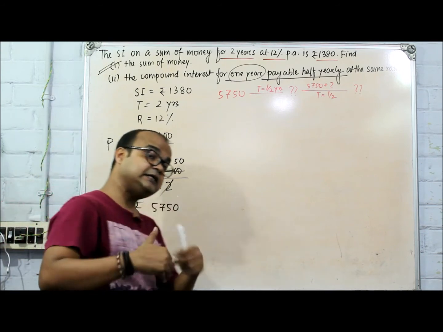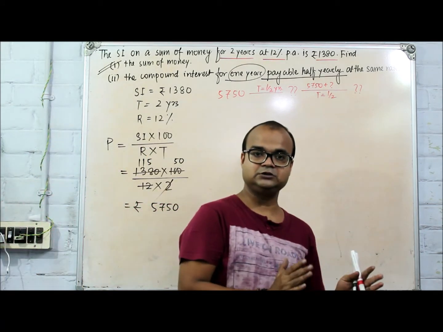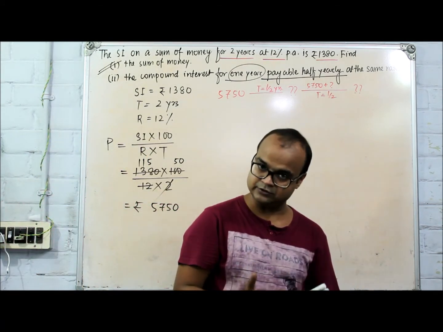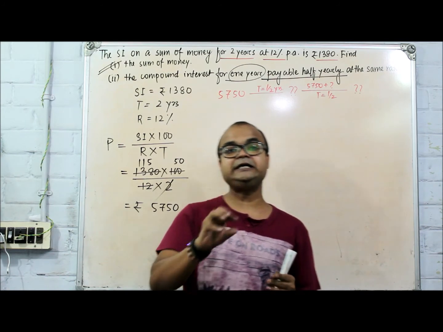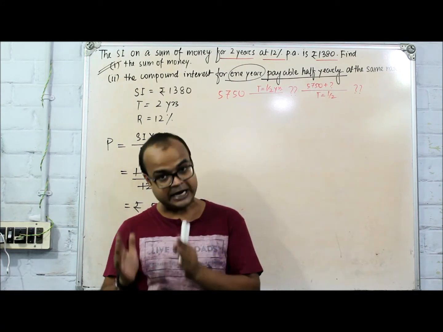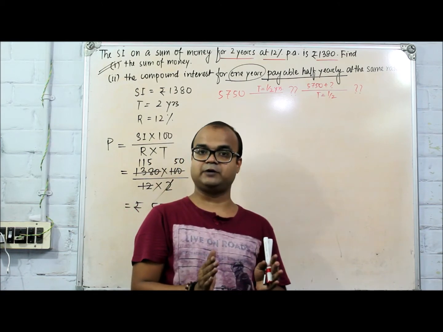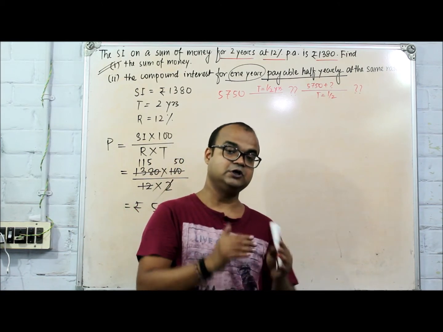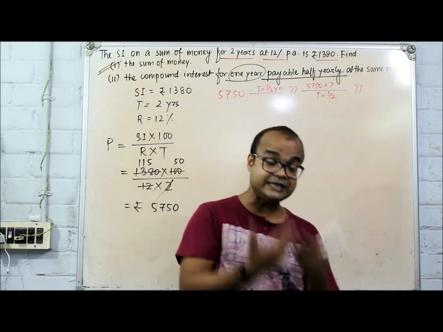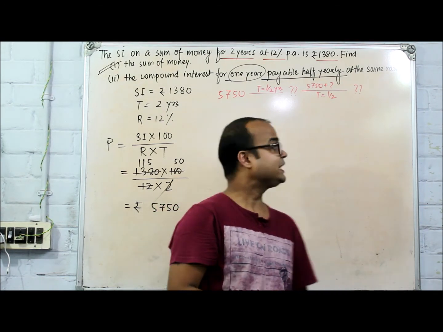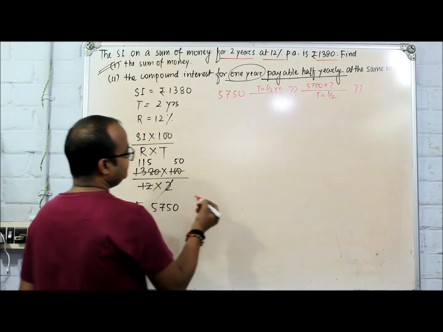Clear? That means at the end of each 6 months you are going to calculate the interest, and whatever interest you gain will be added to the principal. So the amount at the end of the first half year, or first 6 months, will become the principal for the next half year.